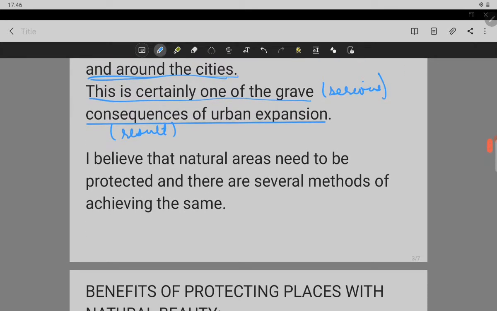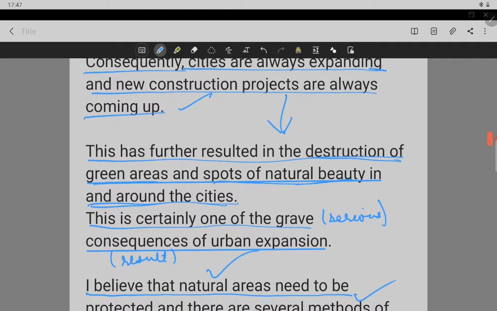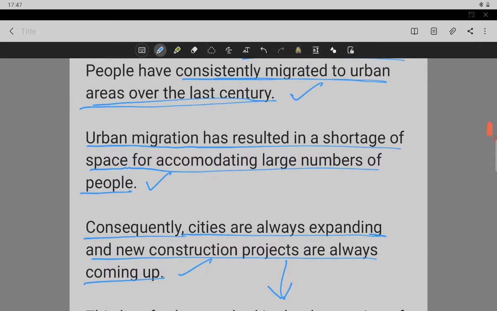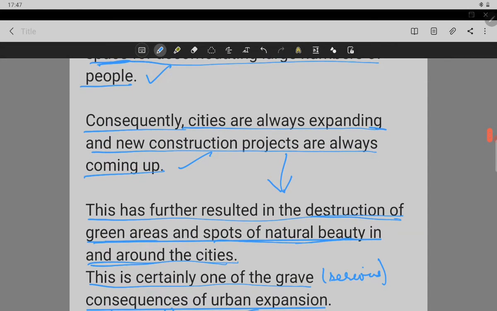Now we will talk about what we are going to write. I believe that natural areas need to be protected, and there are several methods of achieving the same. Yes, we need to protect natural areas, and there are many methods of achieving this, right? So, fairly simple. We have talked about consistent urban migration. Due to urban migration, there is shortage of space. Due to shortage of space, there is always new construction.